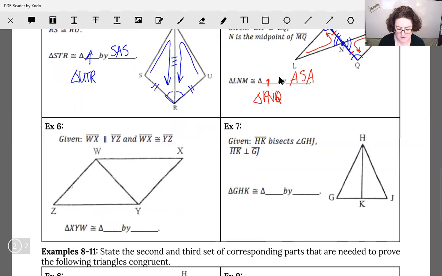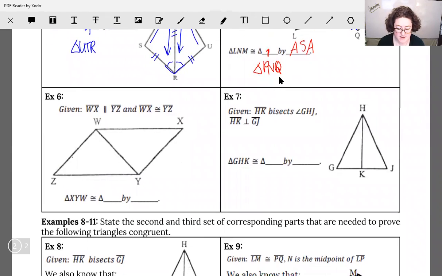Okay, example 6. Again, I see another one of these with a common side, but let's make sure we have everything marked as well. So WX is parallel to YZ. So again, for parallel, we use the same number of triangles or arrows. WX is also congruent to YZ. So I'm going to put congruent marks as well. Okay, any shared information? Shared side in the middle.